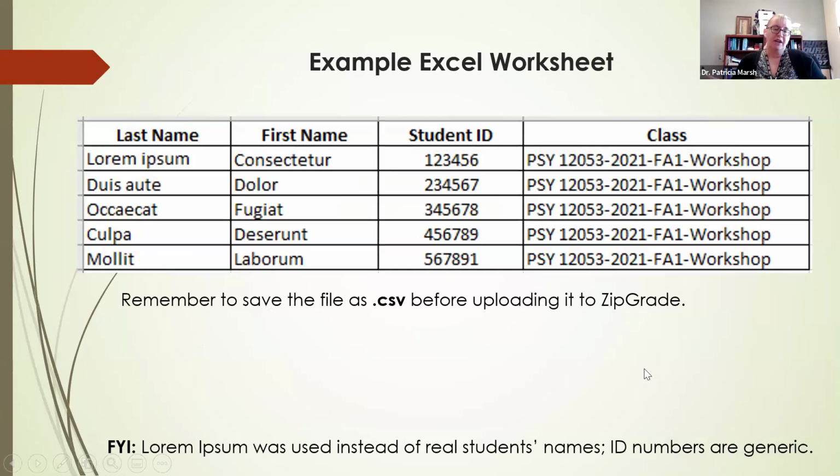Okay, so here is an example of that kind of Zipgrade roster file. I've got the last name, first name, student ID, and then the class code that I'm going to create. So you basically just replicate, copy, and paste that code down for each student. That way, when you upload your file, it's got each student connected to that class and their ID number. And again, none of these names are actual student names, so I'm keeping that protected.